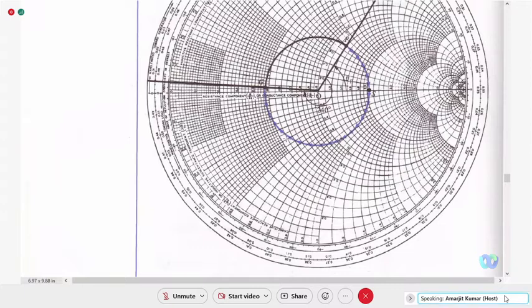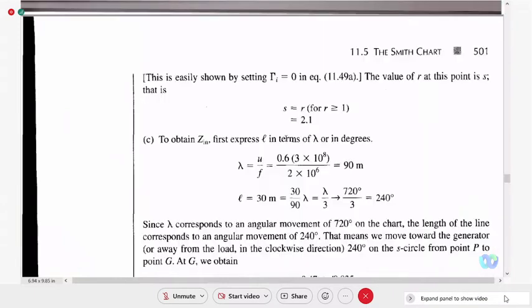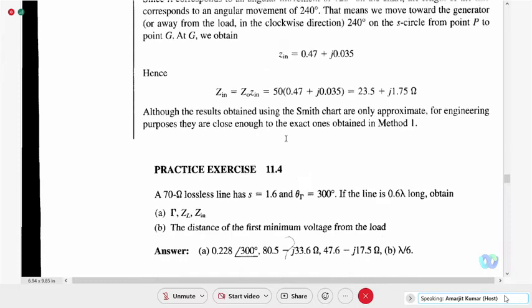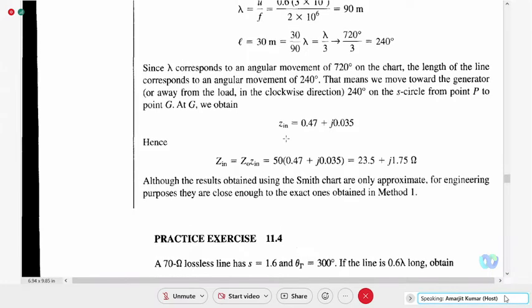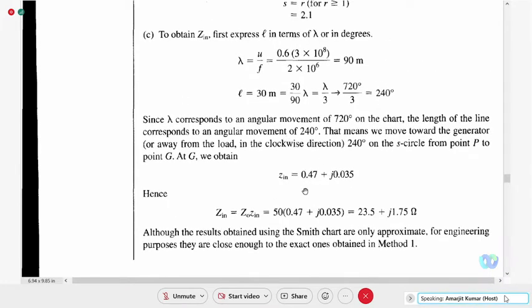What about X? X is equal to 0, 0.01, 0.02 and 0.03. So 0.48 plus j0.03. See, that was my guess. I said 0.48 and 0.03, but your guess could be different. You can guess 0.47 plus j0.035.